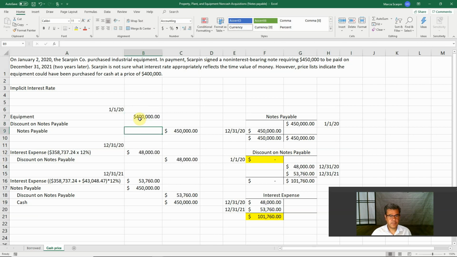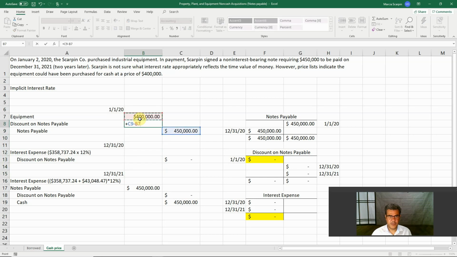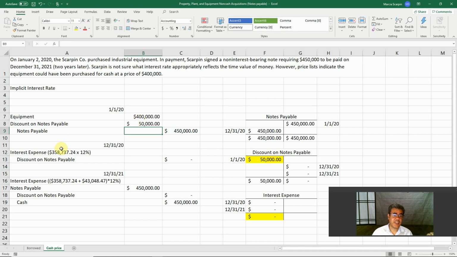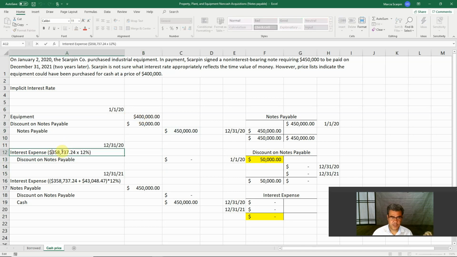So our equipment will be $400,000. And so the discount will be our difference, $50,000. However, how much is the interest expense? So the first one is not 358 anymore. It is $400,000. However, it's not 12% anymore, but we don't know it. How do we do that?